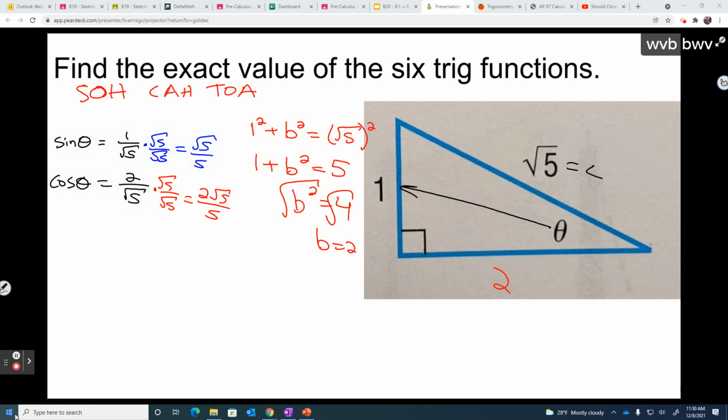Tangent, opposite over adjacent. Opposite is 1, adjacent is 2. So half. And then match them all up.